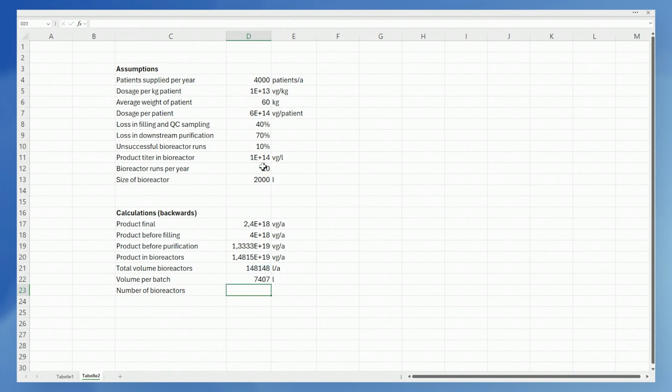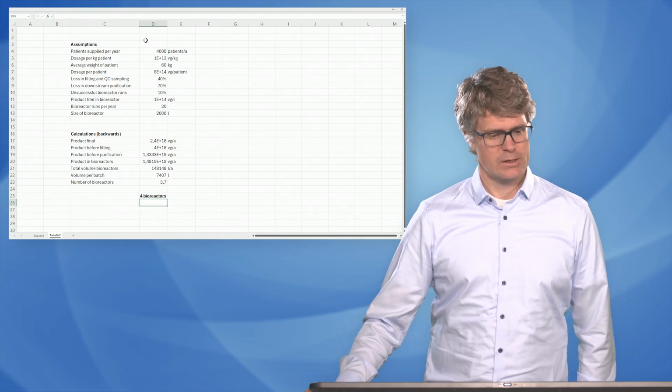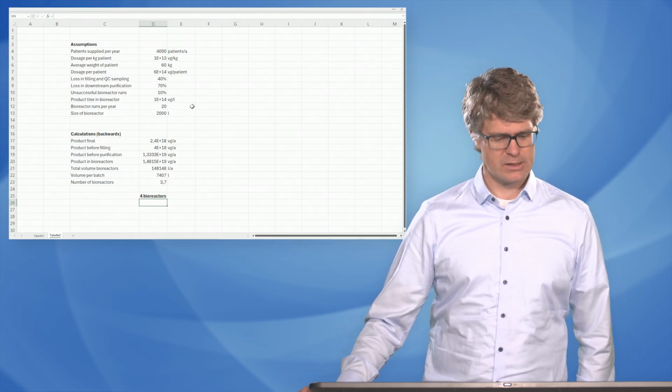And then we said one bioreactor is 2,000 liters. So dividing by 2,000 liters will give us then the value of 3.7 bioreactors, which means that it would make sense to design the facility with 4 bioreactors. So that's the result here. So 4 bioreactors is the conclusion after these calculations. So if that was a bit quick, then it doesn't matter, because the point was just to show the assumptions that is behind these calculations, and they aren't very complicated.